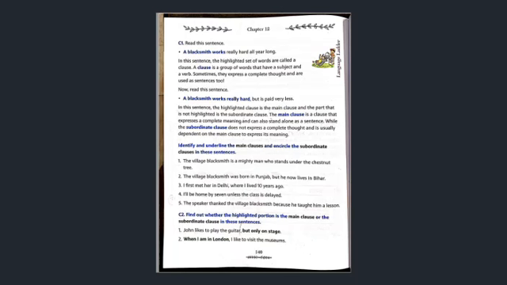Now exercise C2, page number 140. Find out whether the highlighted portion is the main clause or the subordinate clause in these sentences. Sentence number 1. John likes to play the guitar but only on stage. Here, but only on stage is a subordinate clause. Sentence 2. When I am in London, I like to visit the museums. Here, when I am in London is a subordinate clause.